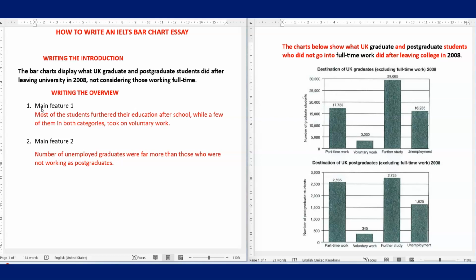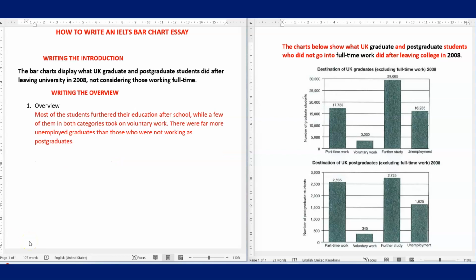Make sure that there are comparisons. You have written some simple sentences, and some complex sentences in it. Don't elaborate on vocabulary or any grammar at this point. The details will come in the main features. So let's combine these two and write a very good overview.